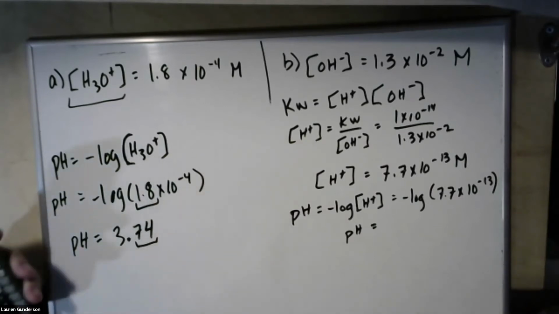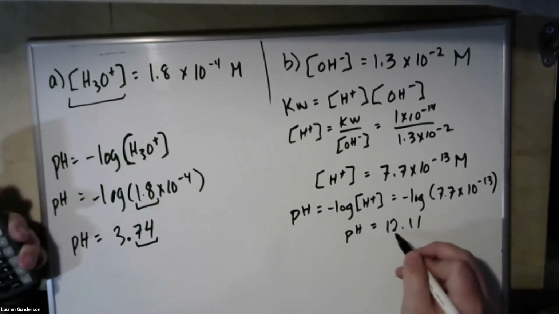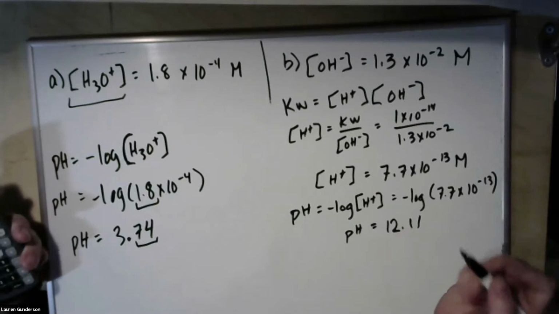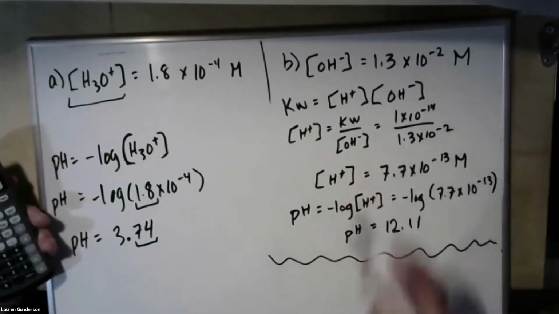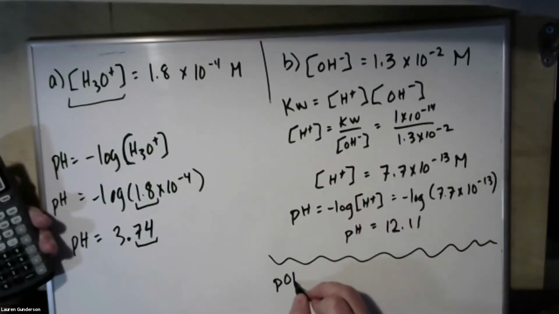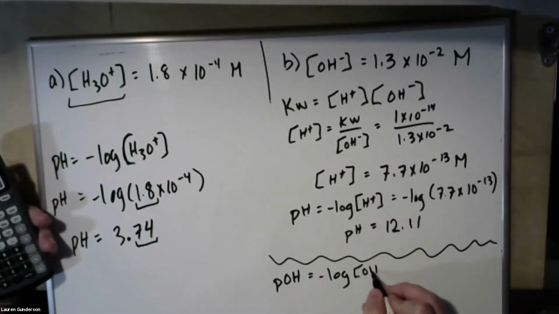And we get 12.11. Or we could take this concentration and find the pOH from it right away. To find the pOH, we'll take the negative log of our OH minus concentration.